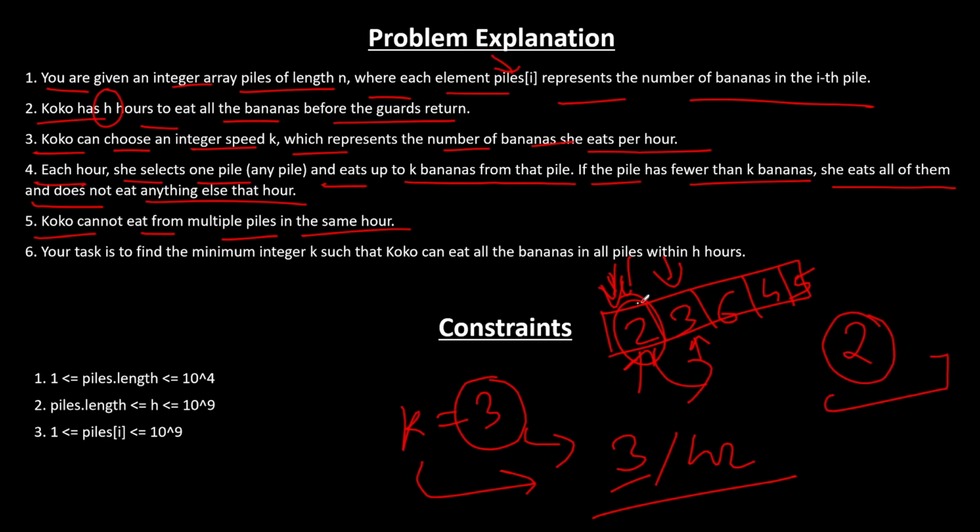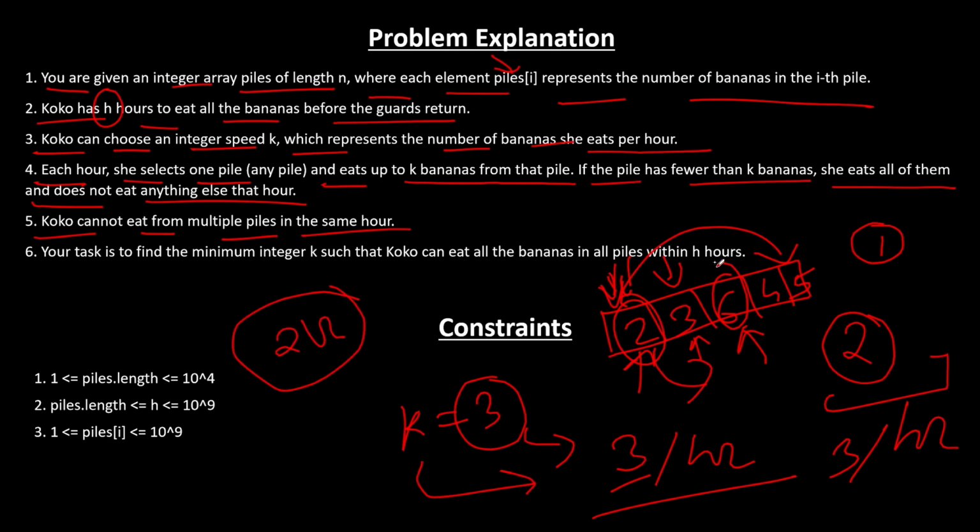She cannot jump to any other pile and eat one banana from it to make it 3 bananas per hour. Got it? And if Koko comes and sits at the pile which has 6 bananas, she will take 2 hours to eat these 6 bananas in that particular pile.